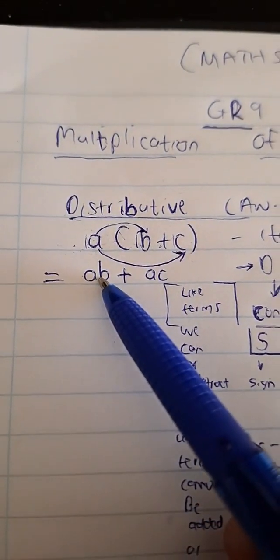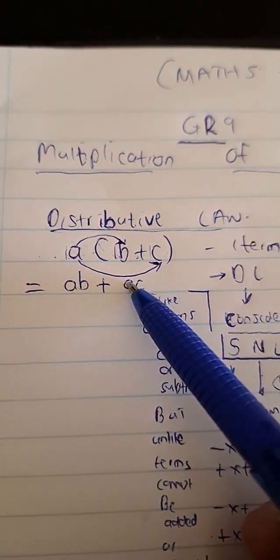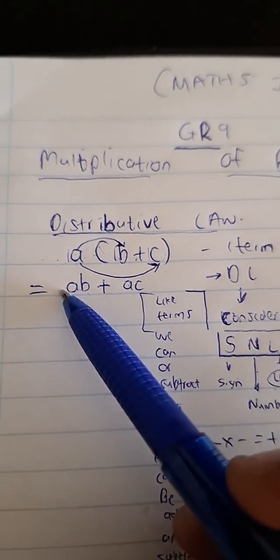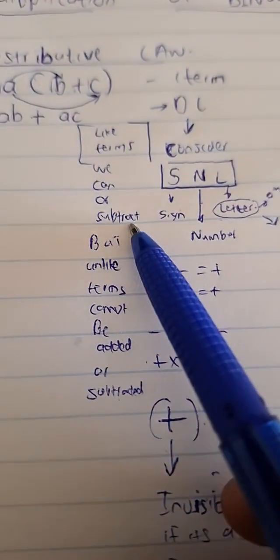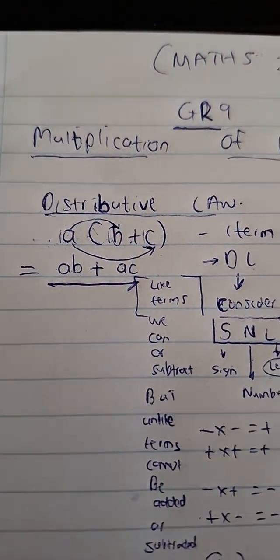So if you look at AB, there's an A for this term, there's an A for that term, there's a B for this term, there's a C for this term. Are these like terms? No, absolutely not. What do we know about unlike terms? Unlike terms cannot be added or subtracted. So we leave the answer as AB plus AC.